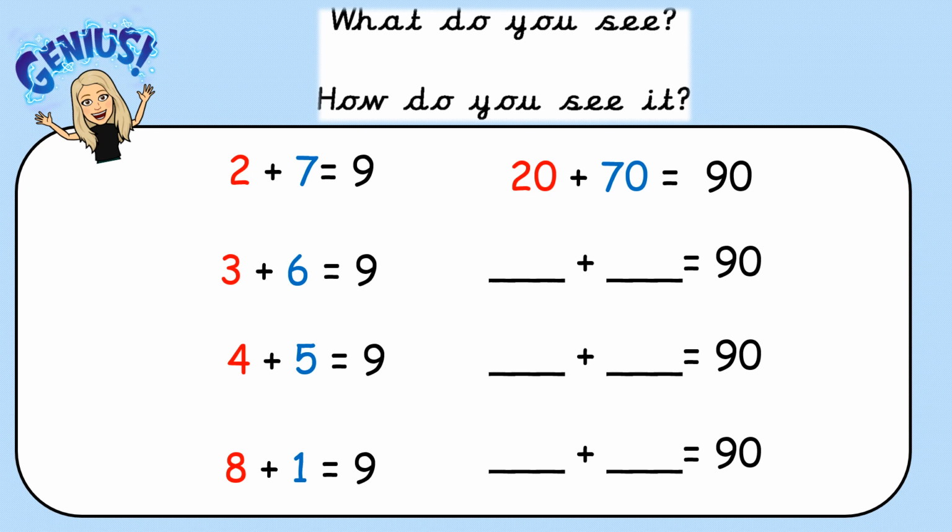So have a go at doing these ones on your own. If you know that 2 plus 7 is equal to 9, then you know that 20 plus 70 is equal to 90. See if you can do these three on your own, and then we'll go through them together. So press pause, and then once you're ready, press play, and we'll go through your work.